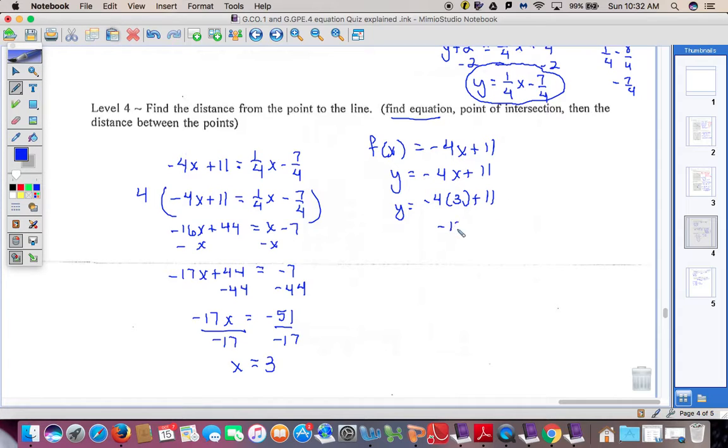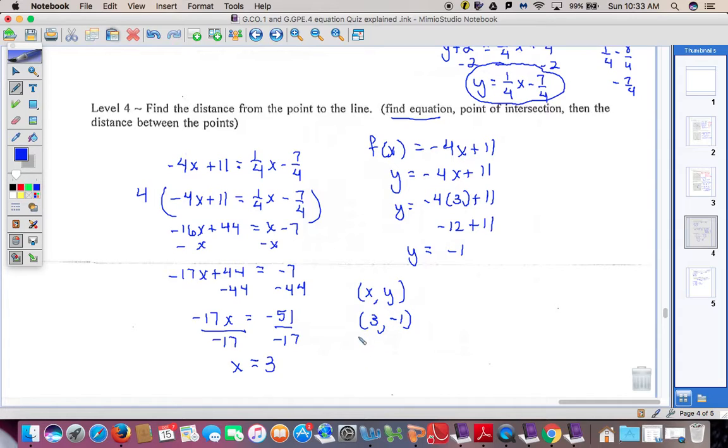Negative 4 times 3 is negative 12. Negative 12 plus 11 is negative 1. So my y value is negative 1. Now remember that these are the parts of an ordered pair, and an ordered pair has both an x value and a y value. So my intersection point is the point (3, negative 1).